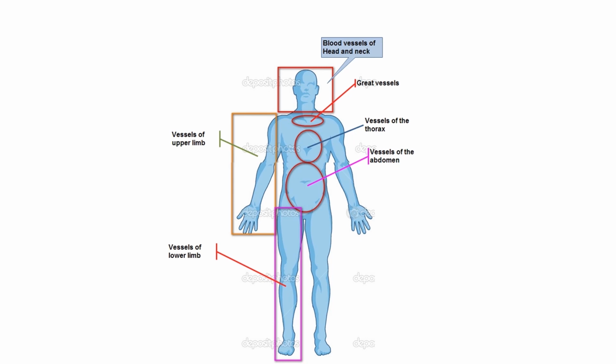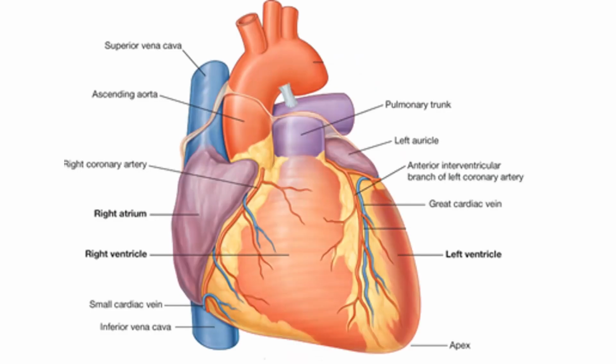There are a set of arteries coming out of the heart, and they are called the great vessels. Then vessels will go into the head and neck. Blood vessels will supply the upper limb, the thorax, the abdomen, and the lower limb. What is this? This is an anterior view of the heart. And this structure is the beginning of the aorta.